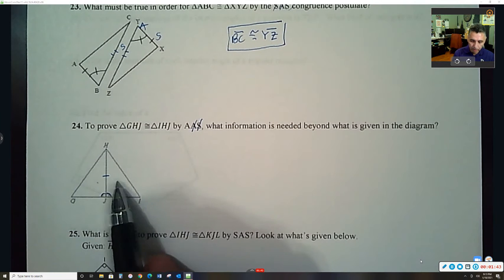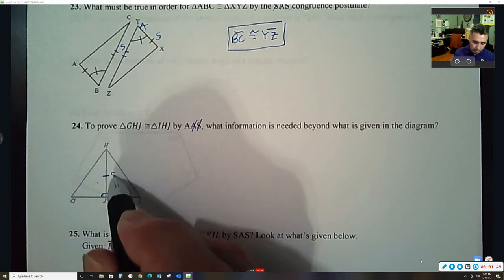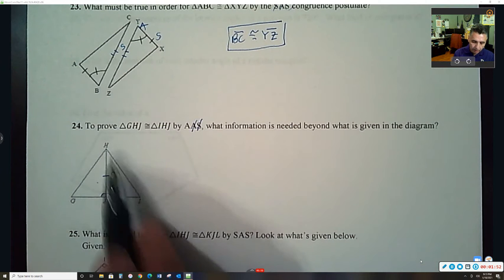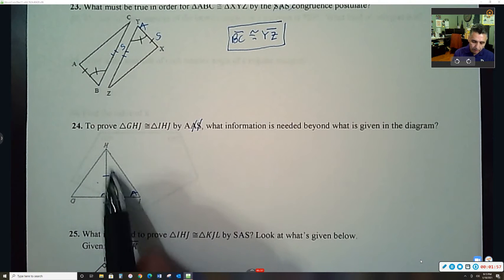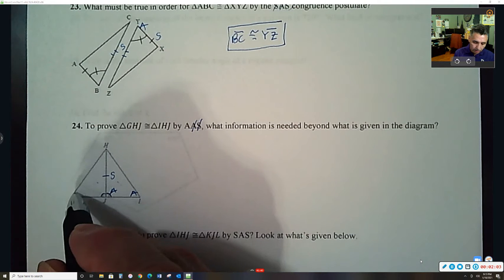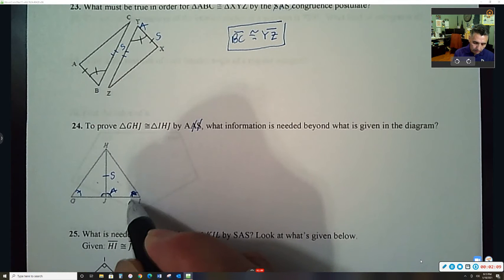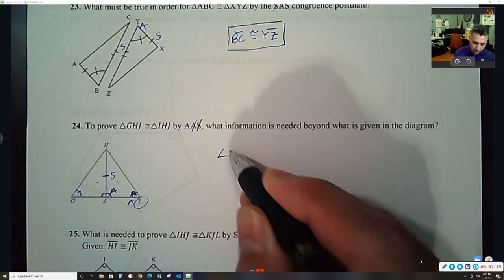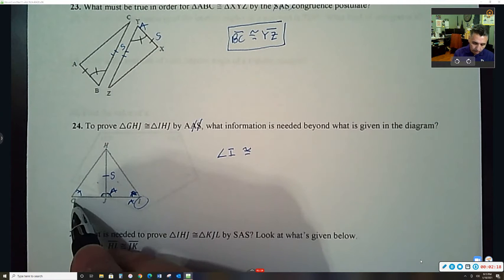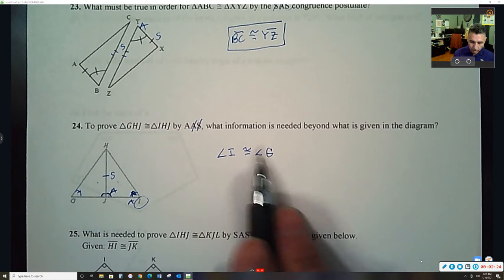If we want to prove these two triangles are congruent by angle, angle, side, we need, see, here's angle and side. We need another angle, and it has to be this one. It cannot be that top one up there, because then it would be angle, side, angle. It has to be angle, angle, side. So this angle, we know has to be congruent. Let me put the marks in. This angle has to be congruent to that angle. And we can just use one letter. Angle I needs to be congruent to angle G. Or you could have said G congruent to I.